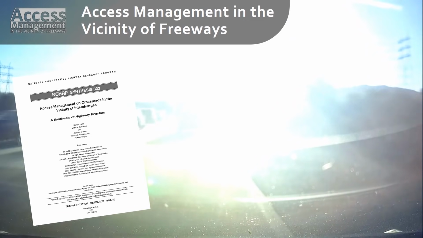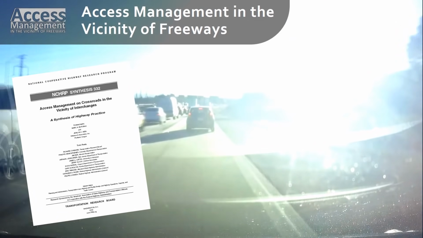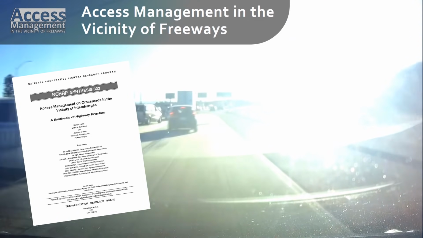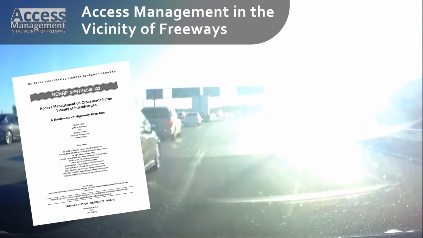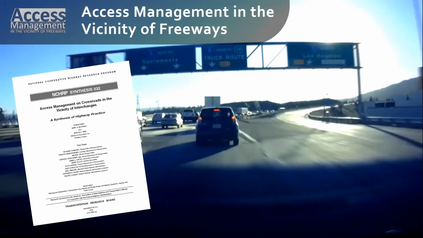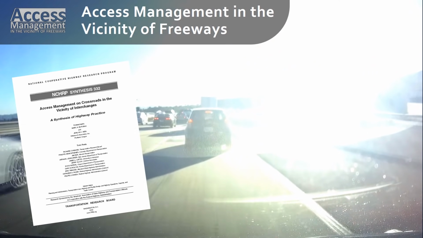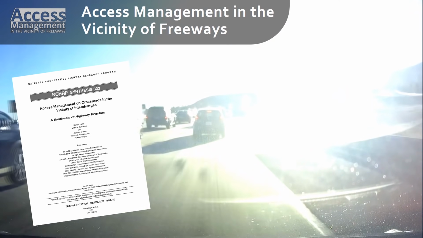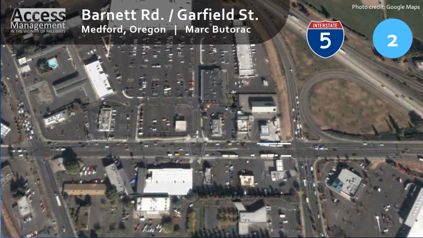How raised medians can help out by reducing a lot of the left turn conflict near the ramps. How frontage roads, when they're designed correctly, help out the interchange, and when they're designed poorly, like that one we saw that was only 100 feet away, it can hurt it. And then service roads, which would be tying businesses together with little private roads.